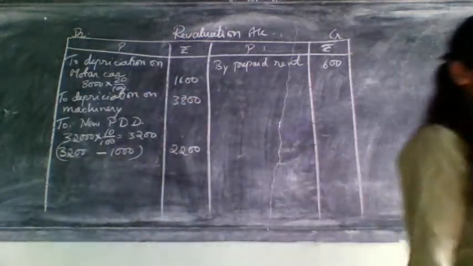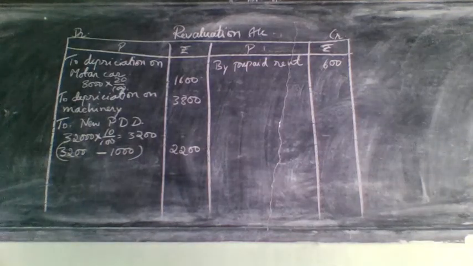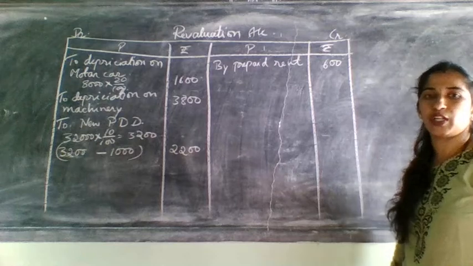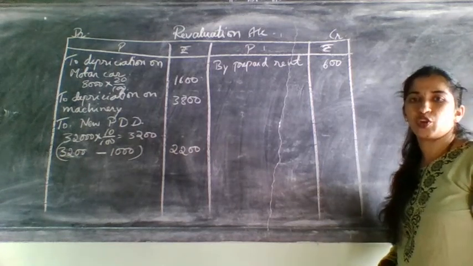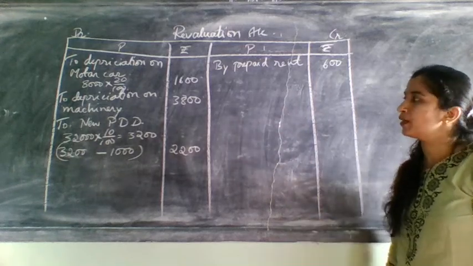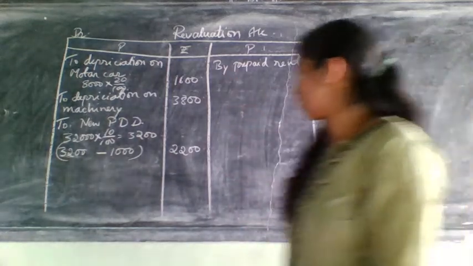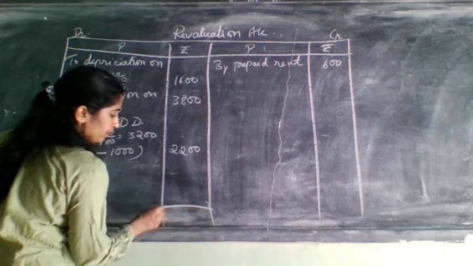After that, any other adjustment? No. Provision for doubtful debt over. Next, capital adjustment. Capital adjustment will not come here. As usual, what we need to do? Need to close the revaluation account. So before closing, what we need to do? Need to check which one? Total. Which side is it more? More on the debit side only. So write the total. How much will it come?